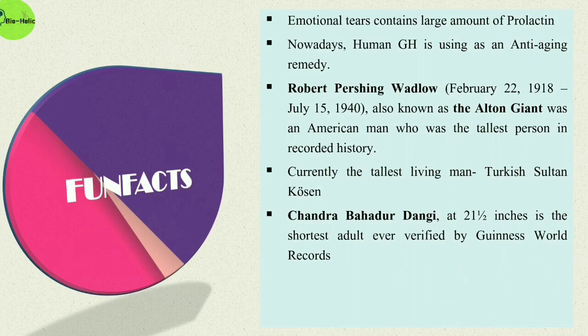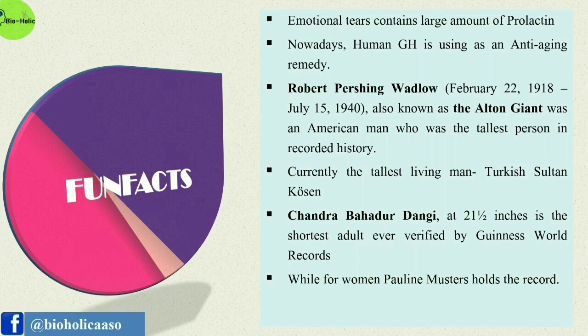Chandra Bahadur Dangi at 21.5 inches is the shortest adult ever verified by Guinness World Records. While for women, Pauline Masters holds the record.